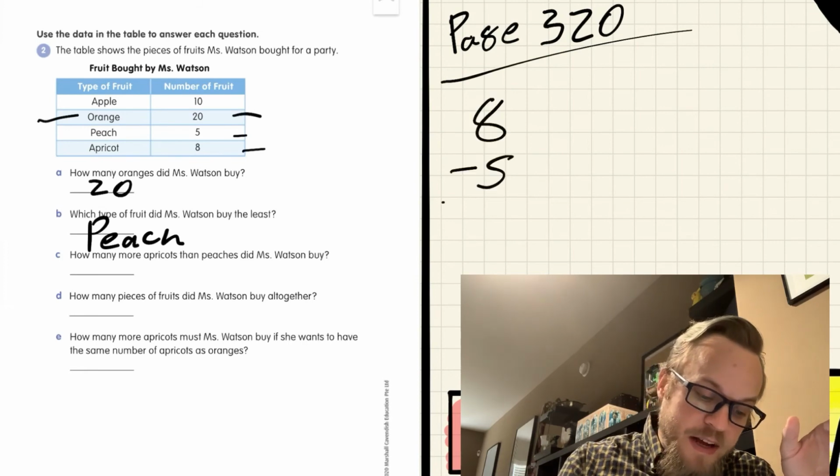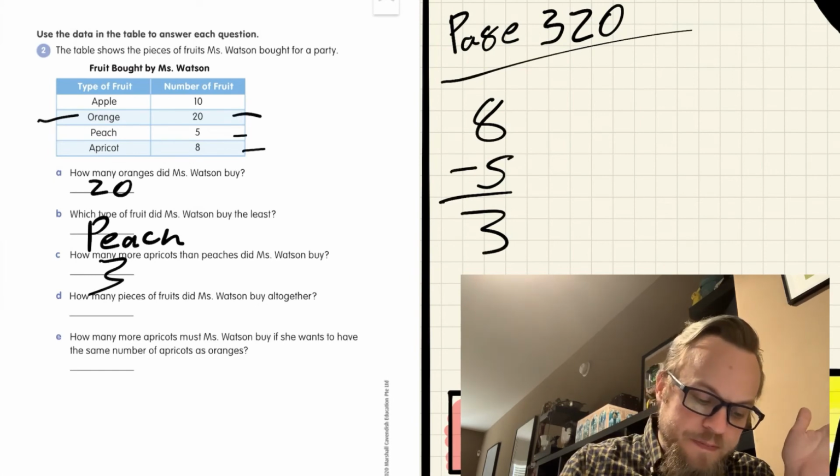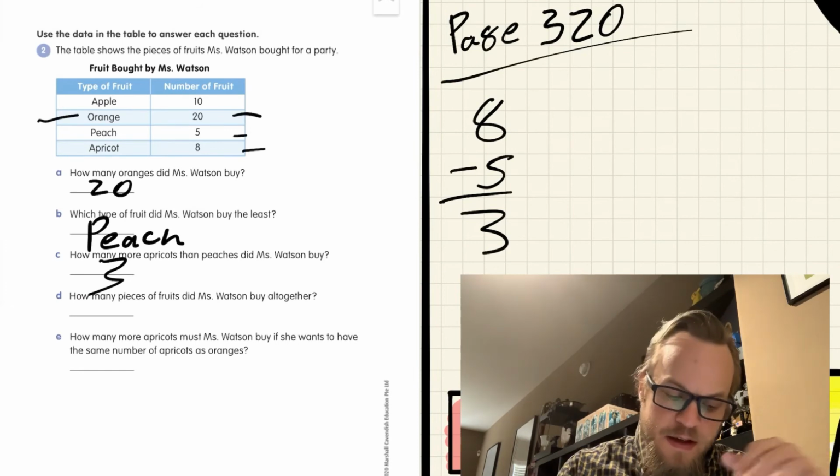C, how many more apricots than peaches did Miss Watson buy? So I'm going to compare my apricots with peaches. That's 8 and 5. 8 minus 5 is 3. So she bought 3 more apricots than peaches.